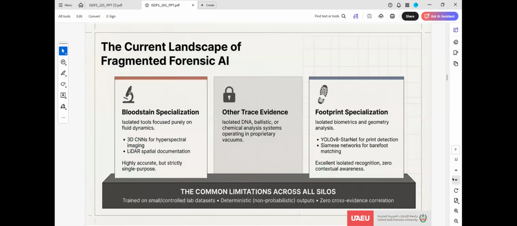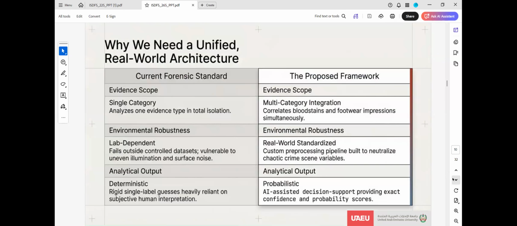And this is the current landscape. For example, I already told you the bloodstain categories. With the help of this, we have to classify it, which is highly accurate but strictly single purpose. For the footprint, with the help of YOLO, we classify male or female and other things. Once again, this is the current and proposed classification. Evidence is the most important thing, because only after evidence can we find the culprit. The classical approach is focused on a single category, but our proposed method is multi-category: bloodstain and footwear.